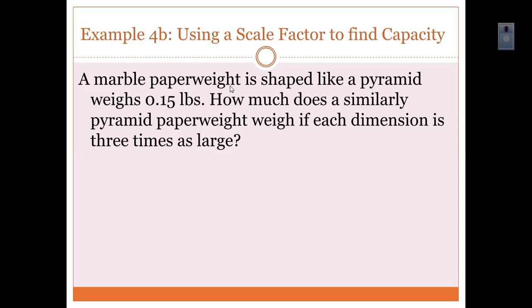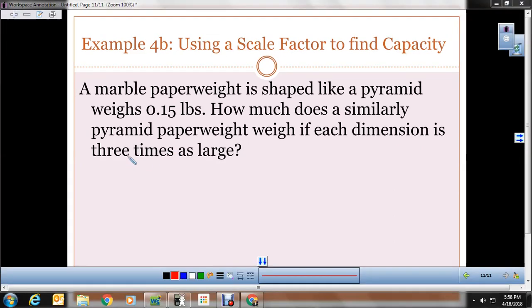All right, so the marble paperweight is shaped like a pyramid and weighs 0.15 pounds. How much does a similar pyramid paperweight weigh if each dimension is 3 times as large? So if the paperweight is a pyramid and each dimension is 3 times as large, that means we're going to have a 1 over 3 scale factor. That is our A over B. Because remember, if we call one side x, the other side would be 3 times as large, that'd be 3x. Well, the x's cancel, leaving us with 1 over 3. So A over B is 1 over 3.